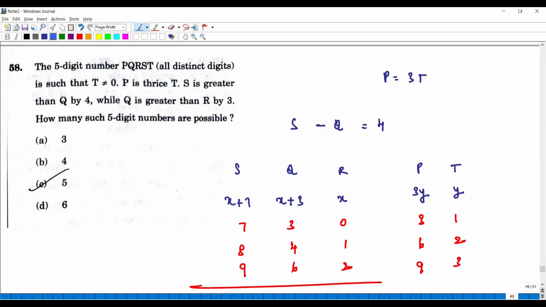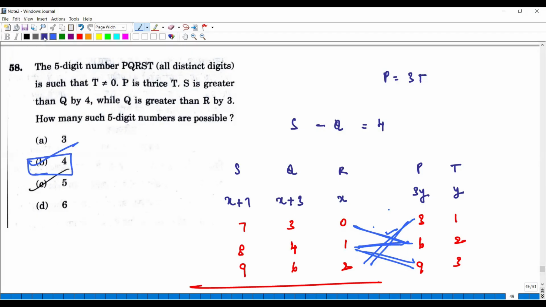If I take 730, I can't take P as 3, because distinct digits should be there. So there is only one pair possible with that one. After 841, you can take P as 3 because 84193 is possible. 96231 is okay. But 6 and 6 I can't take, and 9 and 9 I can't take. So there are only 1, 2, 3, 4 possibilities. Therefore, the answer is 4.